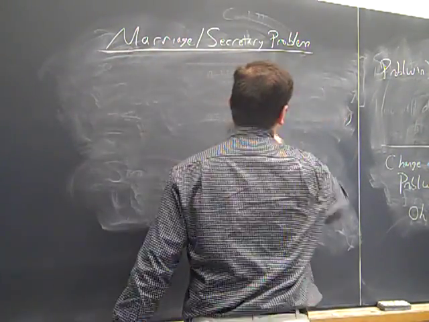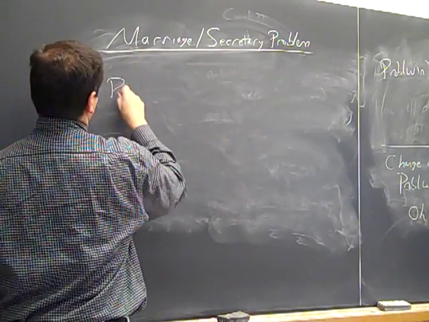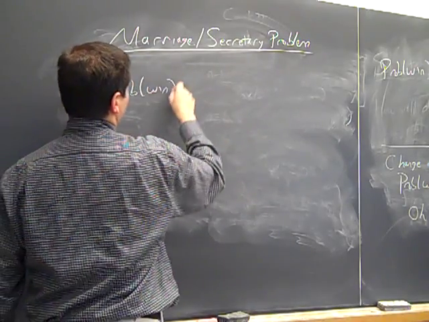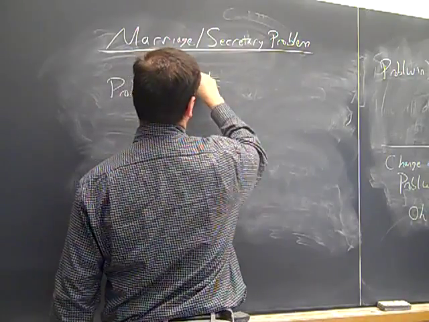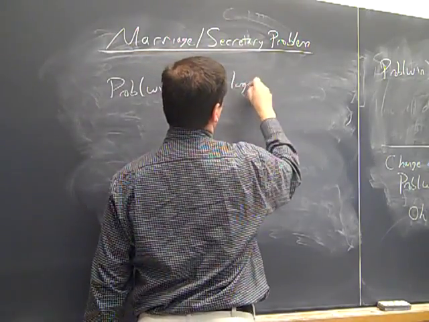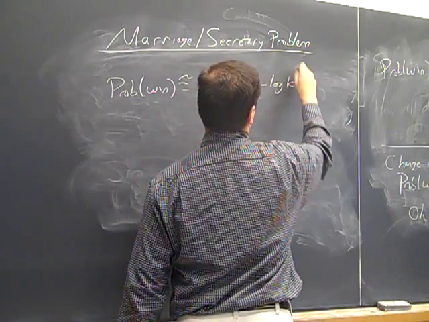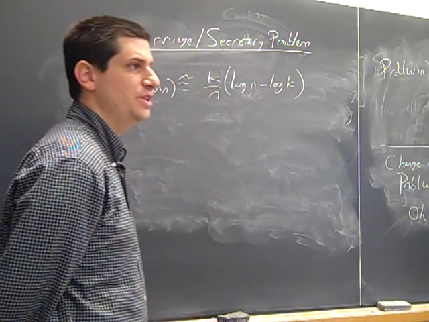So we want to study the probability we win, which is k over n, and I'm going to do it approximately. The log of n minus the log of k. Am I allowed to do this?